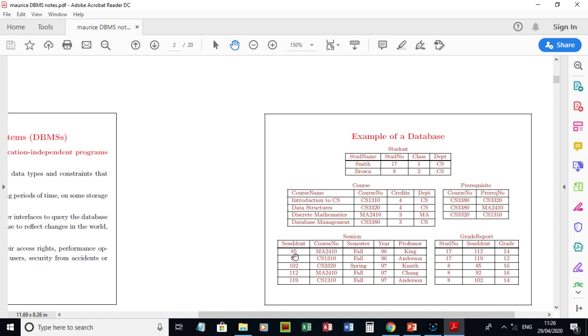How many values do we have? We have about 5 values. How many instances? 5. How many records? 5. How many values? 5. I hope it's clear.